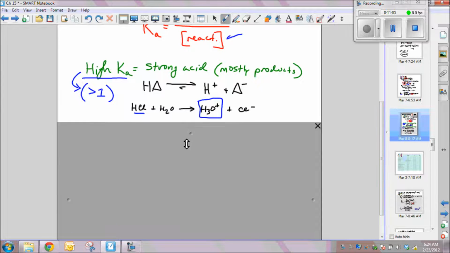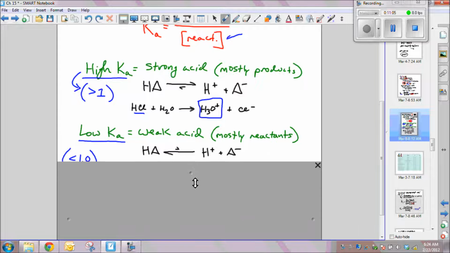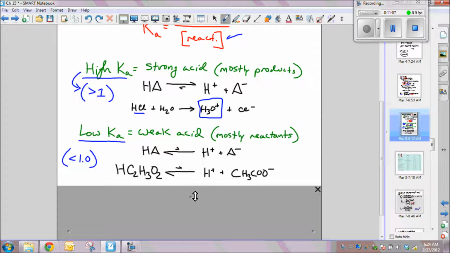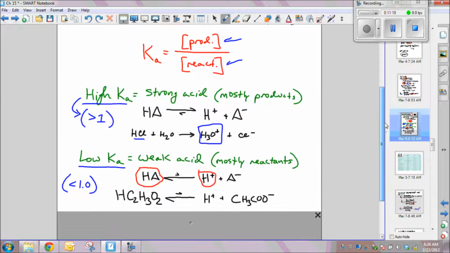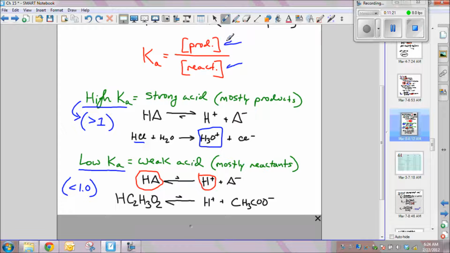For a weak acid, however, you don't have a lot of ionization. So something as shown here, which is vinegar, stays mostly as reactants. Sure, a little bit ionizes right there, but most of it stays as the molecule. And so, looking at our Ka expression, you have a very small number of products over a very large number of reactants. And so you'll have a decimal, much, much lower than 1, a tiny number.